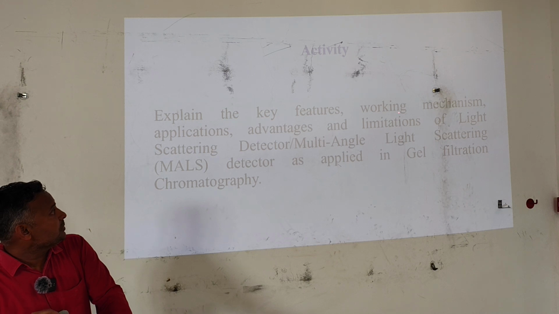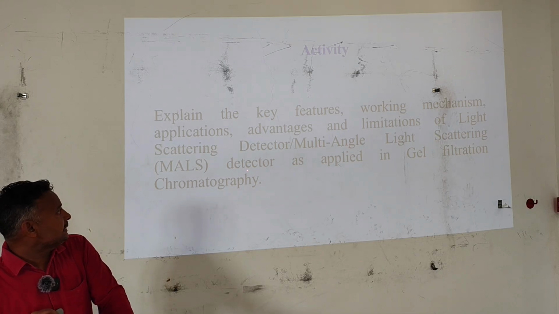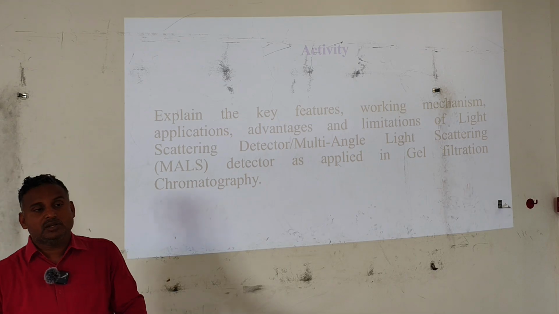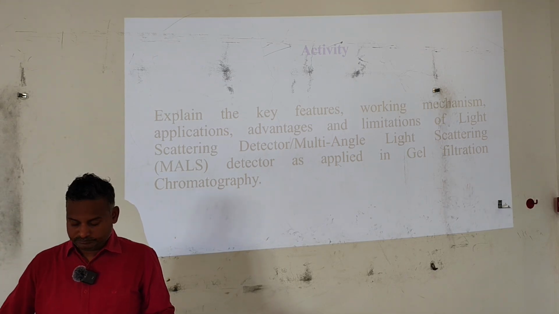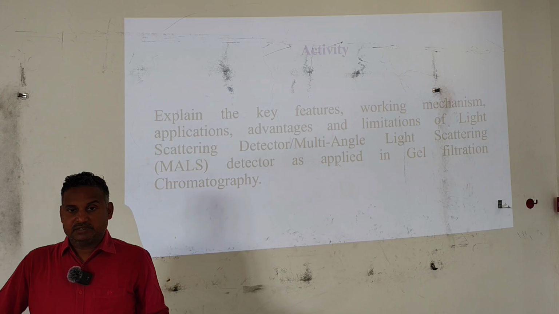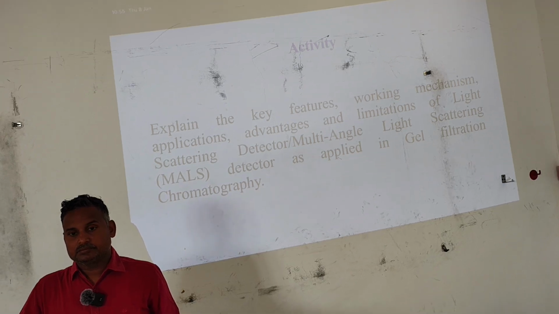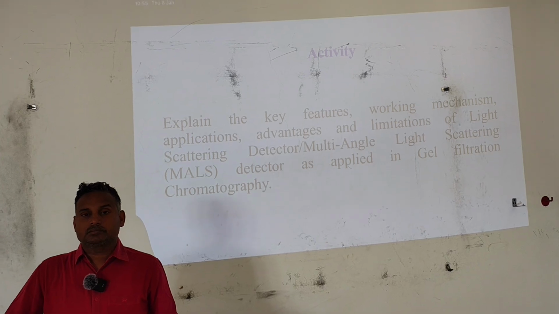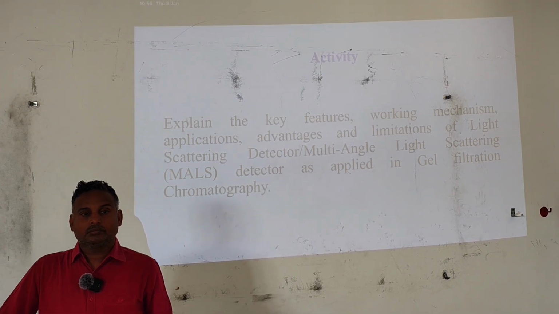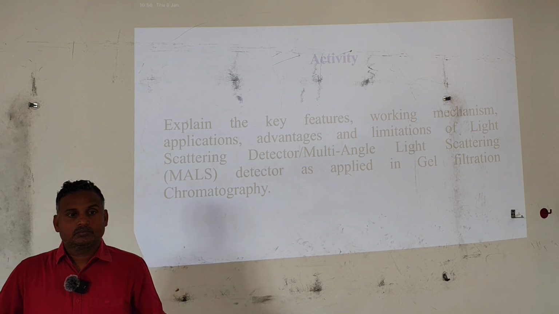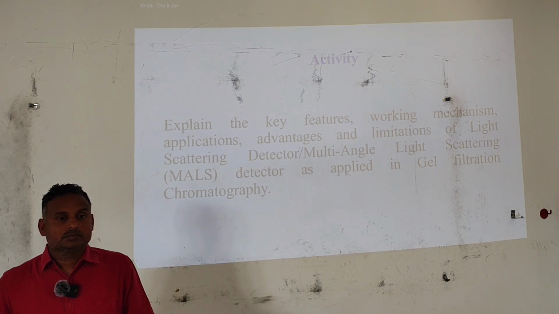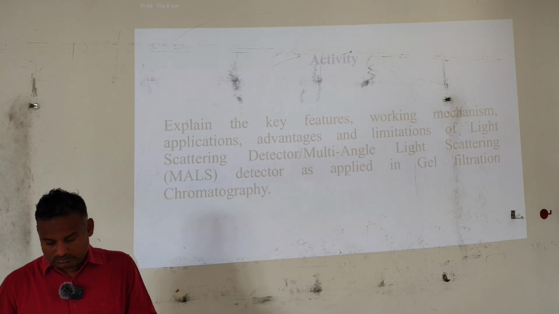Explain the key features, working mechanisms, applications, advantages and limitations of the light scattering detector or multi-angle light scattering detector. Multi-angle light scattering detector, that means MALS, as applied in gel filtration chromatography. Write it down or take a photo. This is an activity for you. Right? Taken?